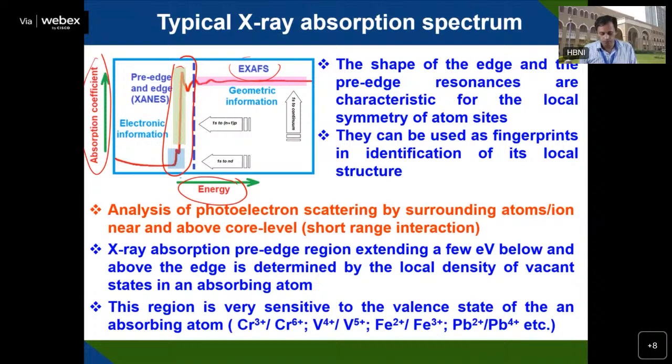So here is the analysis of photoelectron scattering by surrounding atoms near and above the core level. This is the short range interaction that will give the X-ray absorption pre-edge, extending to a few electron volts. Here this is a very few electron volts, that is the absorption edge, and beyond that, the local density of states in the vacant observing atom. The region is very sensitive. For example, oxidation states like chromium +3 and +6, vanadium +4, +5, iron +2, +3, identification of those oxidation states is quite easy by this absorption spectroscopy, because the band edge position will vary slightly with +2 and +3 charge.